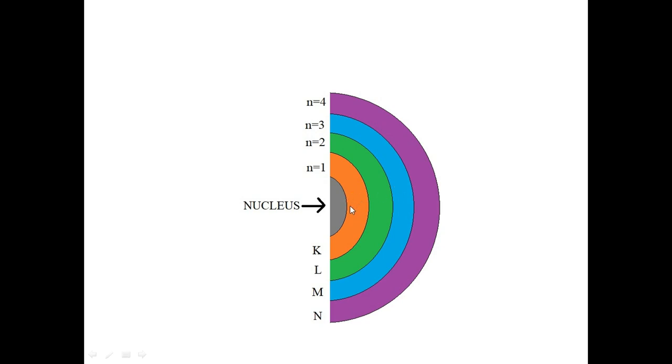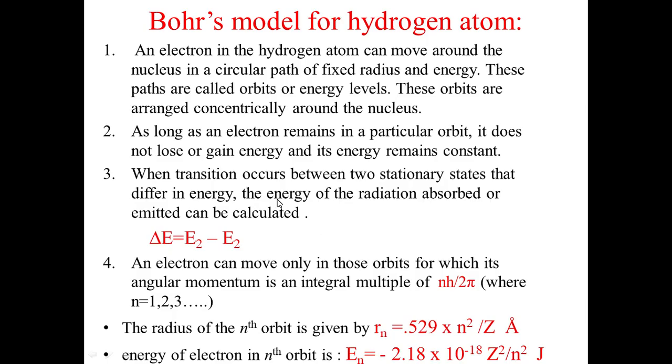Only at that time, suppose the energy of the first shell is E1 and the energy of the L shell is E2. So if that electron jumps from K to L, that means from energy level 1 to 2, it goes from lower energy to higher energy. That means it requires some more energy. The value of that energy difference must be supplied. So when a transition occurs between two stationary states that differ in energy, the energy of radiation is absorbed or emitted.